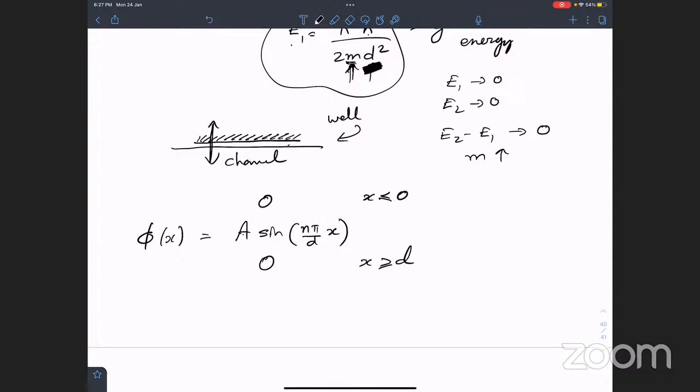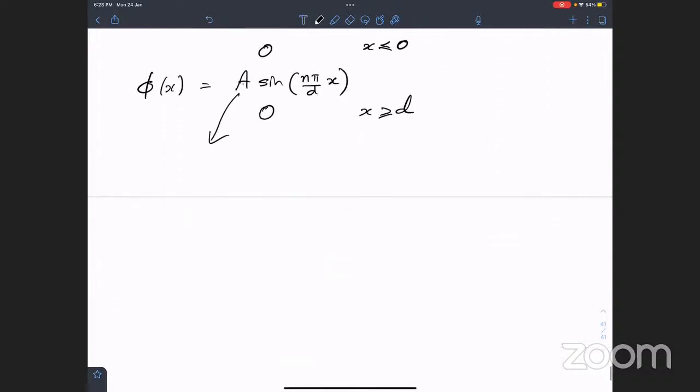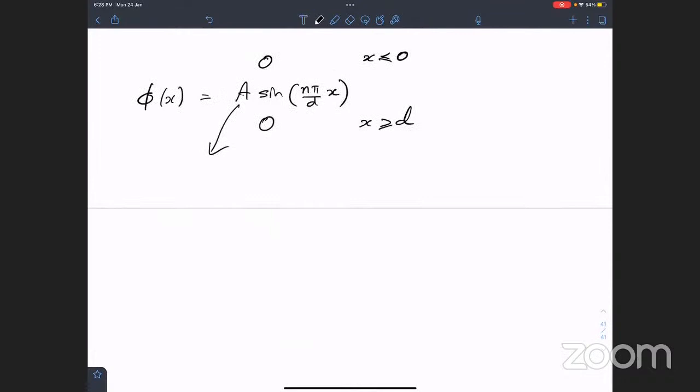Now, there's one last thing to do before finishing. Let us find out this A. It's bothering us, right? How do we find A? Well, we know that the electron is located between 0 and D. So what is the total probability of locating the electron between 0 and D? It must be 1. So I do A squared times the integral of sine squared of n pi x by D dx, and this will give us the value of A. I'll leave it as an exercise for you.